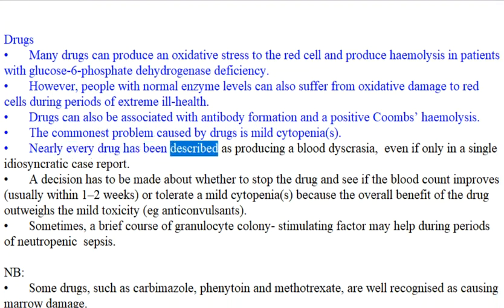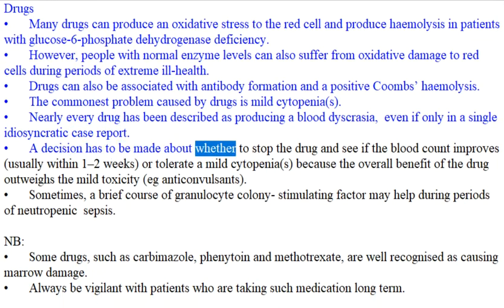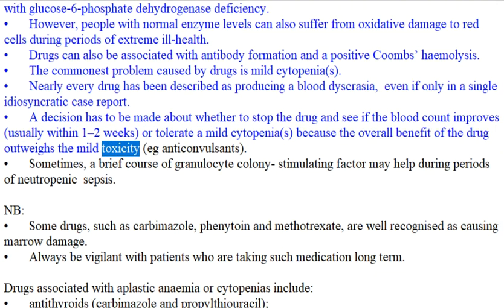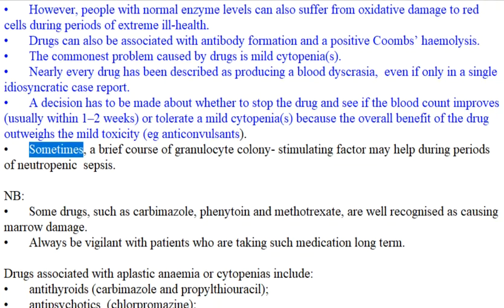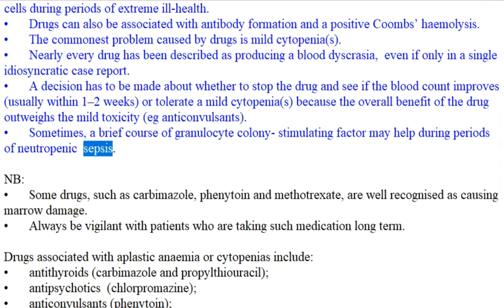Nearly every drug has been described as producing a blood dyscrasia, even if only in a single idiosyncratic case report. A decision has to be made about whether to stop the drug and see if the blood count improves, usually within 1-2 weeks, or tolerate a mild cytopenia, s, because the overall benefit of the drug outweighs the mild toxicity, e.g. anticonvulsants. Sometimes, a brief course of granulocyte colony stimulating factor may help during periods of neutropenic sepsis.